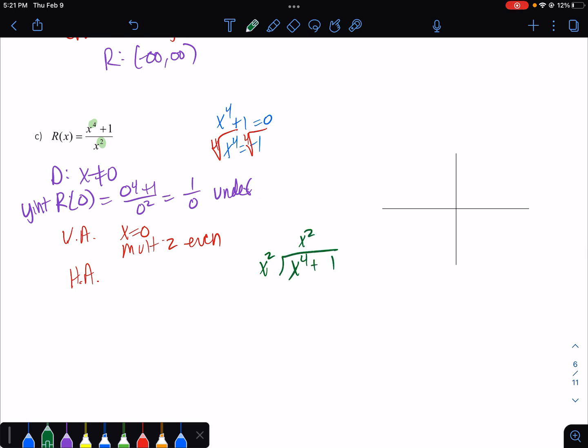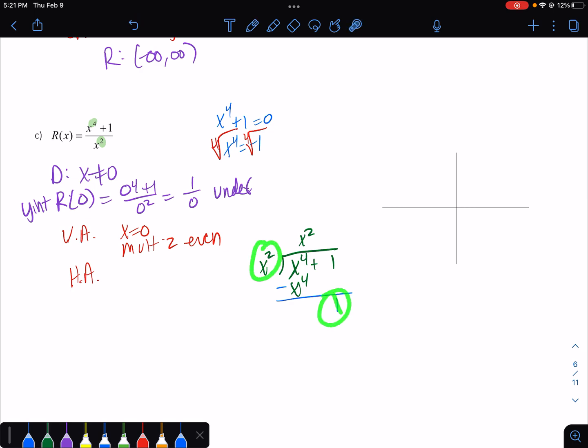So x squared times x squared is x to the fourth. I'm going to change the sign, and then that gives me 1. This is a lower power than here, so that's my remainder. I don't actually care about that. So our horizontal, oh, we're not calling it horizontal. It's not horizontal because it's higher, so we want to call it slant or oblique or an end behavior asymptote. So it's y equals x squared. This one is not a linear asymptote. It happens to be a quadratic asymptote.